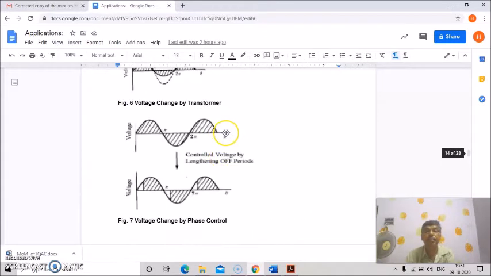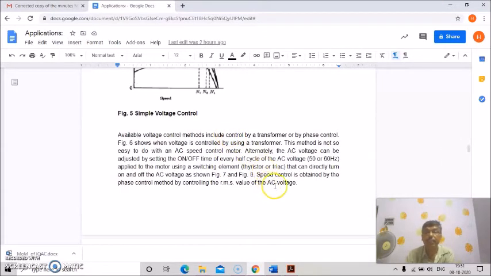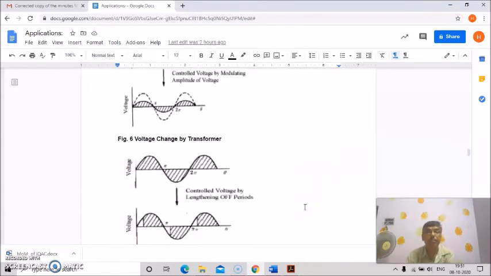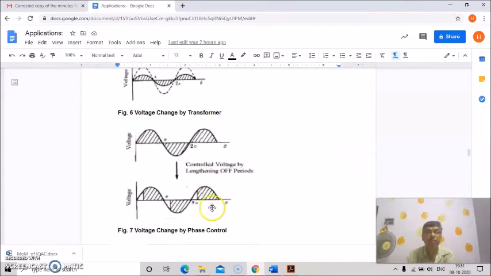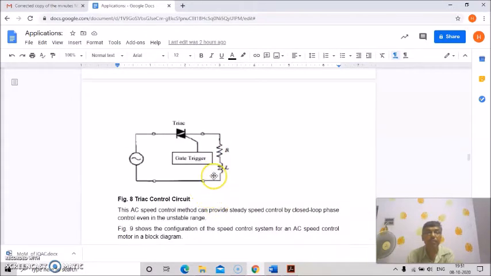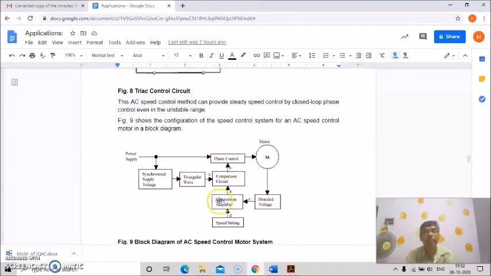Okay, so basically speed control is obtained by the phase control method by controlling the RMS value of the AC voltage. This is shown in figures 7 and 8. This is a triac control unit, and this AC speed control method can provide steady speed control by closed loop phase control even in the unstable range. And figure 9 shows the configuration of the speed control system for an AC speed control motor in a block diagram.